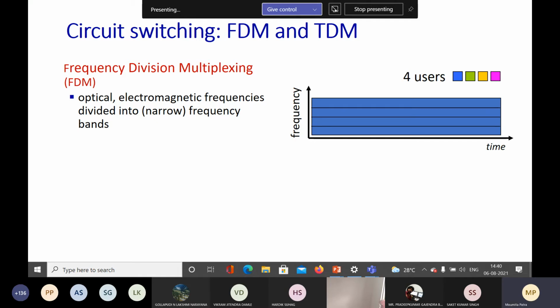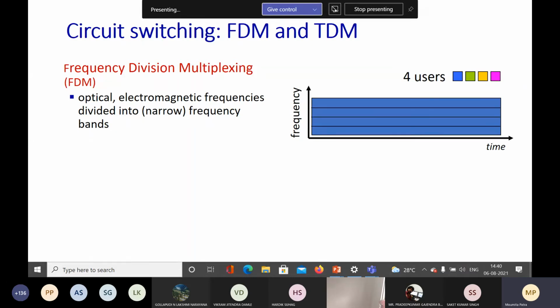So what happens in frequency division multiplexing? You divide the entire frequency over which you will transmit the data into different frequencies. The basic concept is like that, but actually what is happening is that the different users are sending their data over different frequencies in the channel.